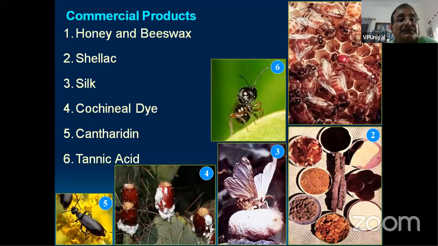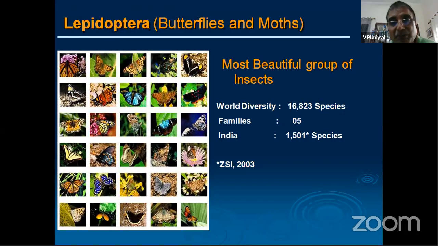Then silk is important. You can't get silk without the silk moth. Our country is very rich in silk. In different areas there is Kashmir silk, North-East silk, Assam silk, and in Karnataka, Mysore silk. They have varieties of silk with the help of the silk moth, so the silk moth is important.